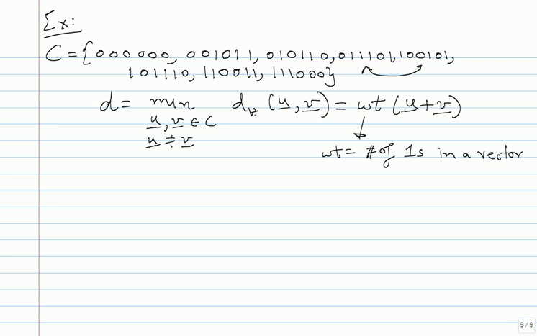In this case, it cannot be because I insisted that U should not be equal to V. Okay, so you notice this is the same as minimization over some W in the code, W not equal to 0, of the weight of W. Right? So this is possible only for linear codes. Okay, so remember, this is only for linear codes.